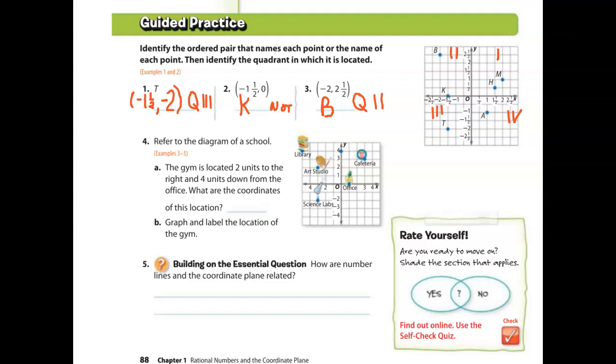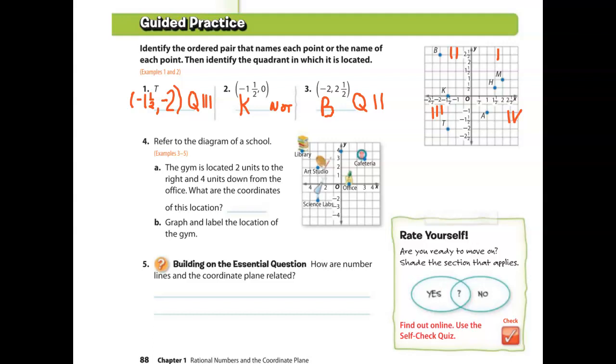Number 4 says, refer to the diagram of a school. And A says the gym is located 2 units to the right and 4 units down from the office. What coordinates are this location? So we're going to find the gym first. Okay, hang on a second. We're actually finding the gym, so we're going to go to the office. Okay, so if we're at the office, go 2 units to the right and then 4 units down, and I want you to write what coordinates that is.